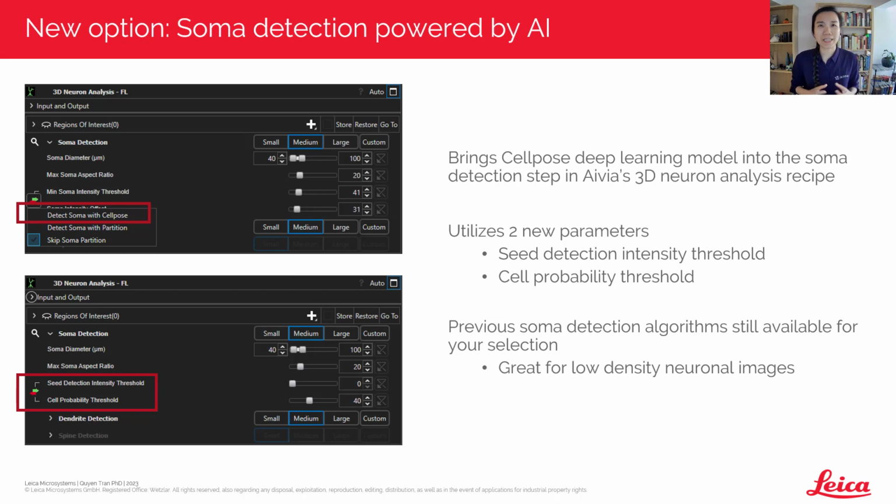Now, how does all of this come together in Aivia? Essentially, we're bringing the Cellpose deep learning model into the soma detection step. Once you select this, Aivia utilizes 2 new parameters to perform the detection. The seed detection intensity threshold is the intensity that Cellpose is going to use to detect the seed point or the starting location of that detection. The cell probability threshold examines the output of the Cellpose deep learning model and sets the threshold of where to detect the actual soma. You might also notice here that the 2 previous soma detection options are still available to you. We have retained these 2 options as they are still great to use for low density images, and we still highly recommend these 2 options for those situations.